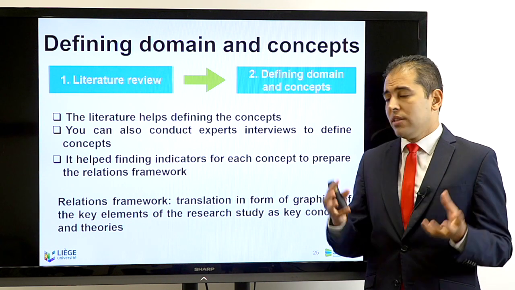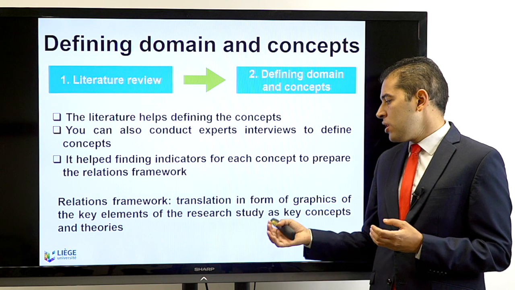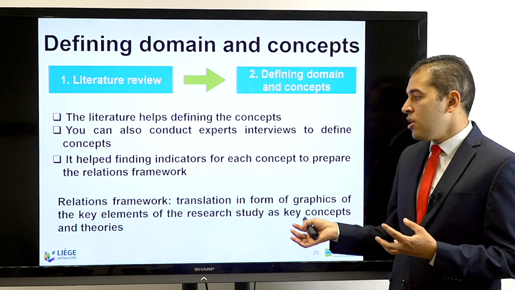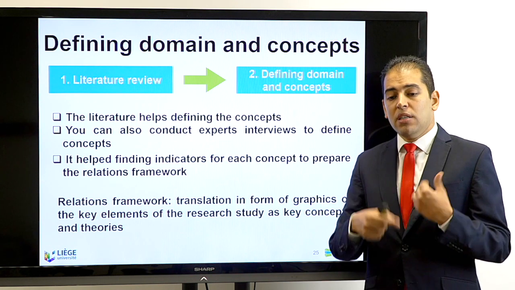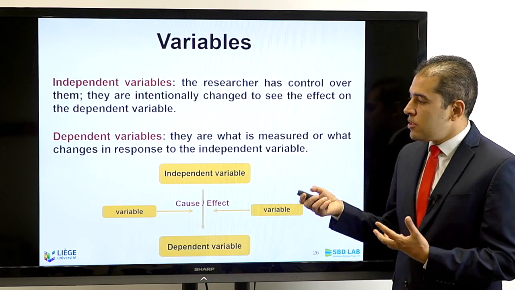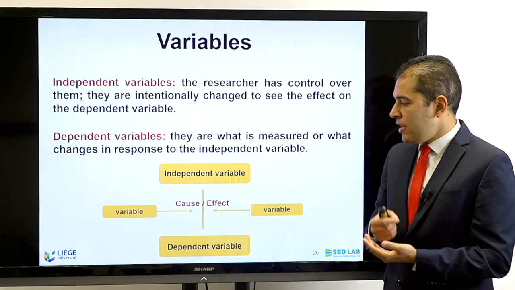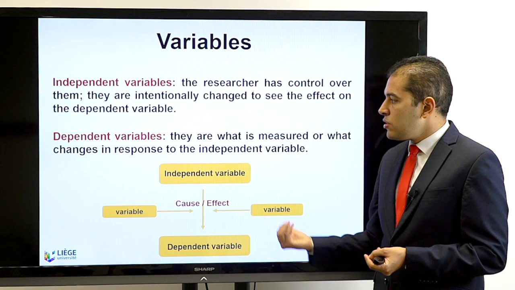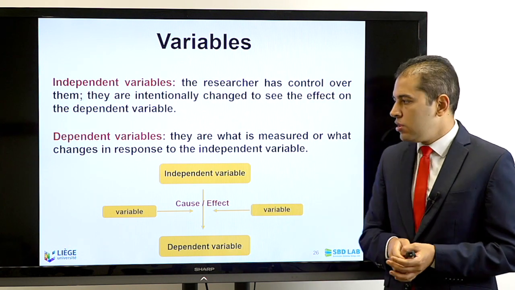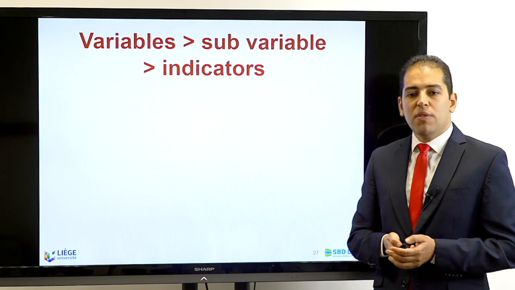relations framework or theoretical framework. And the relations framework is a translation, in the form of graphics, of the key elements of the research study, such as key concepts and theories, and then you can translate it easily into variables, and then you can define your independent and your dependent variables. And it's very important in this sense also to define the potential cause-effect relation that you are looking to investigate.